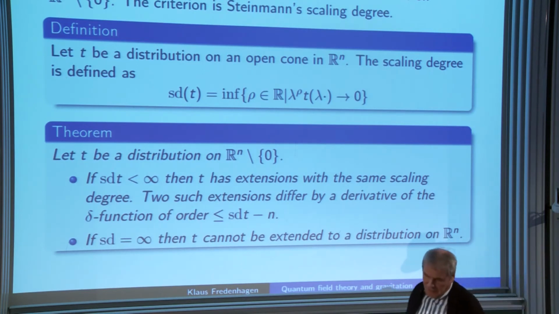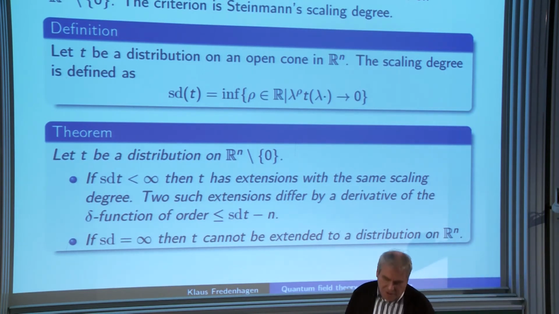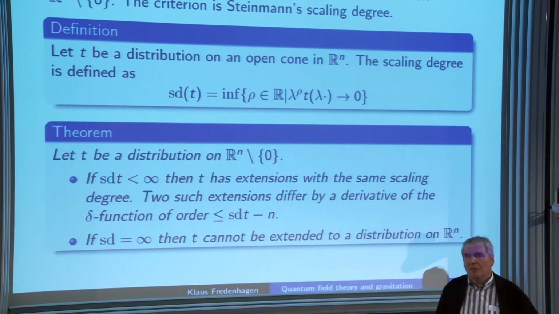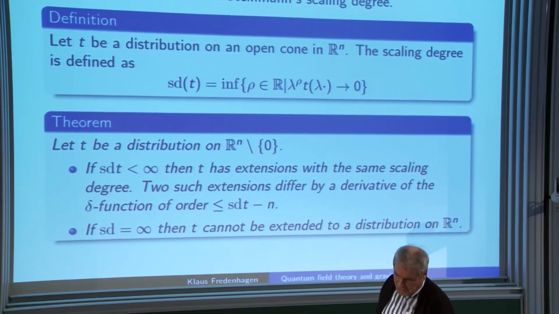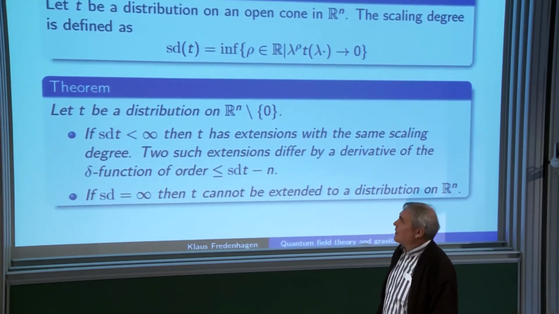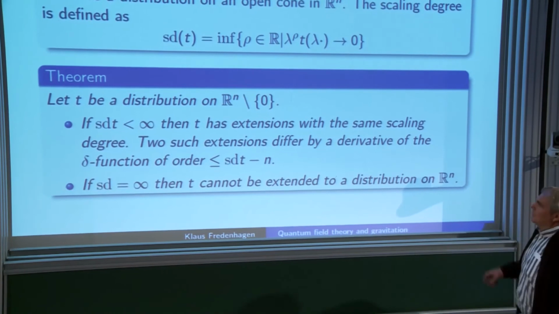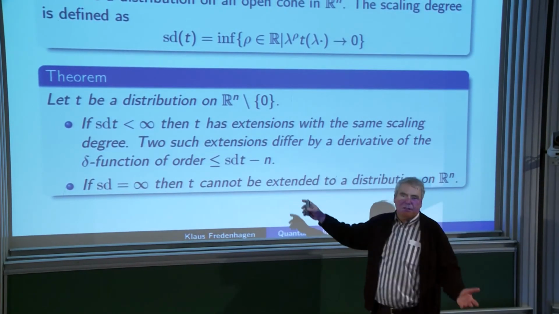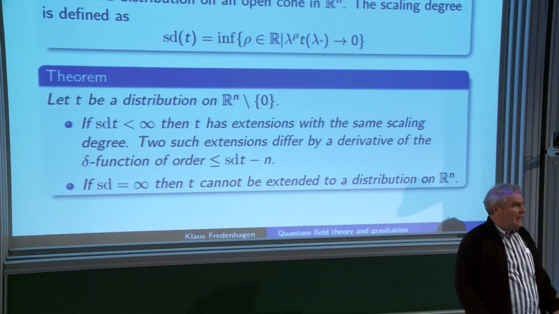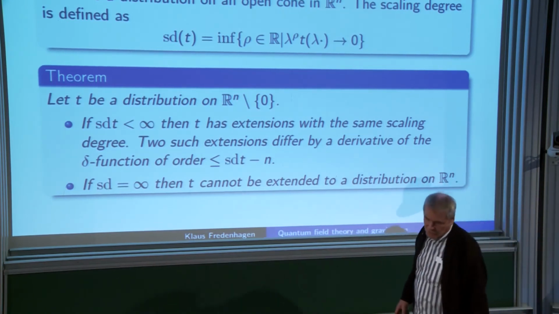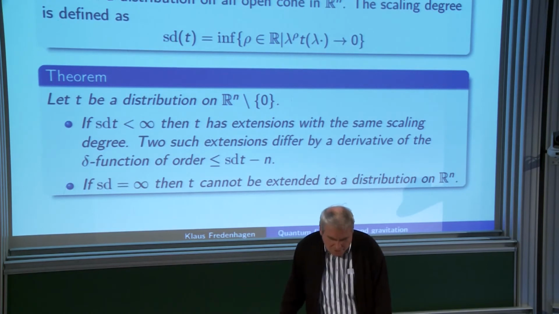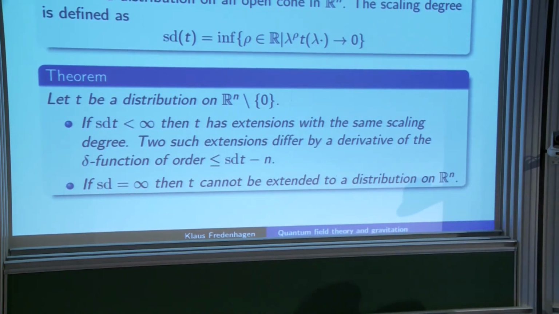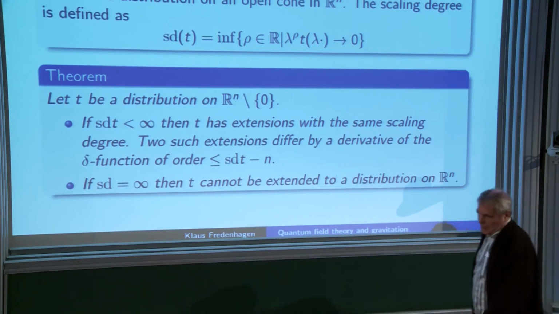And then the theorem is that if the scaling degree is finite, then extensions exist, and moreover, extensions with the same scaling degree. Two such extensions differ by a derivative of the delta function of order scaling degree minus n. So in particular, if the scaling degree is smaller than n, then the distribution is unique. And if the scaling degree is infinite, then T cannot be extended.